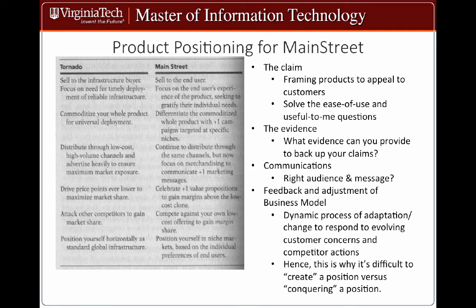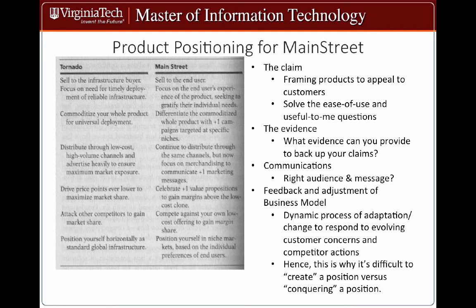And so to do that effectively, product positioning really starts with the claim and framing these products to appeal to mainstream customers. It's got to solve the ease of use and useful to me questions that are so important for mainstream customers. The second part of positioning is providing a set of evidence to back up the claims. Mainstream customers are not going to believe the claims that you make about your products. They're going to want to see evidence.